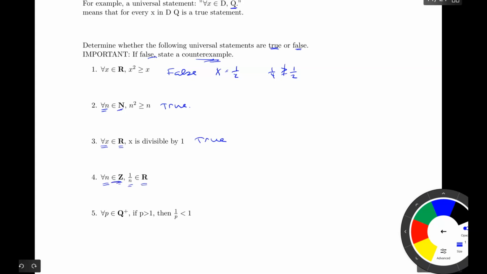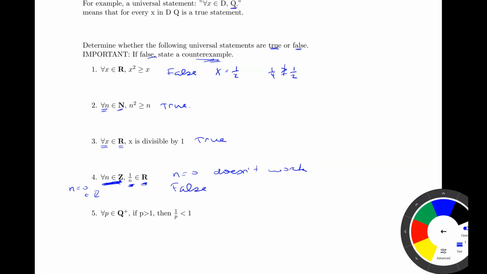For every n in the integers, 1/n is in the reals. Take n equals 0. It is in the integers, but 1/n is not, so n equals 0 doesn't work. Okay, so this is false.